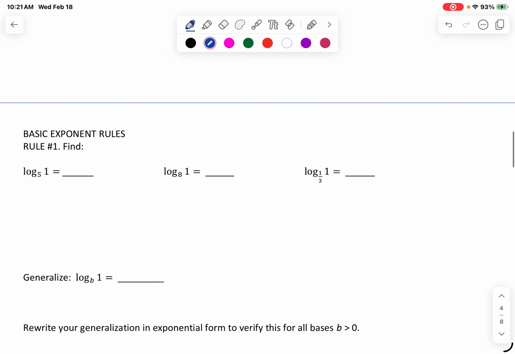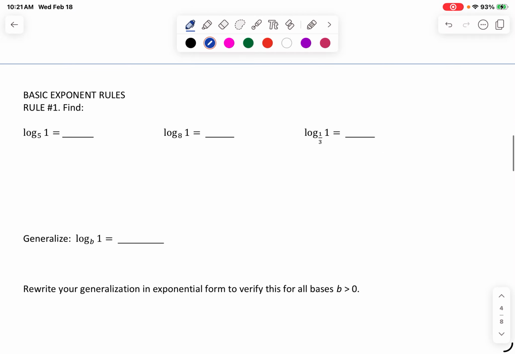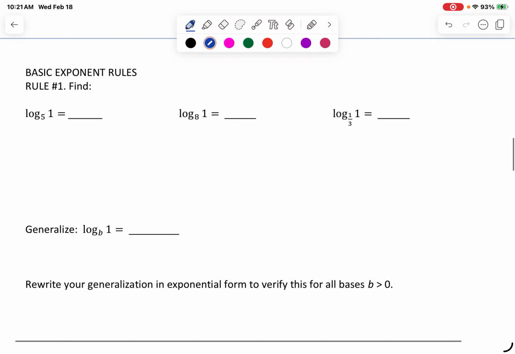Okay. All right, so last thing we're going to do before you have some practice here is come up with our basic exponential rules, our basic log rules. So we're going to discover something by exploration here. What we're going to do is evaluate these 3 logs, so we want to know what each is equal to. Whenever you're evaluating a log and you don't know what it is, like log base 5 of 1, you can rewrite it in exponential form.